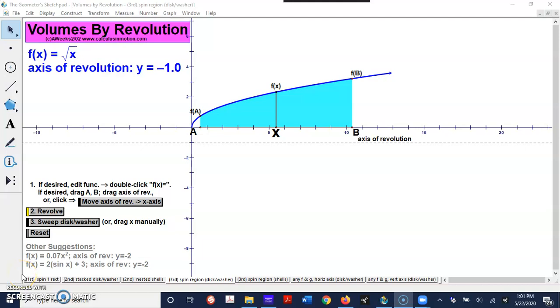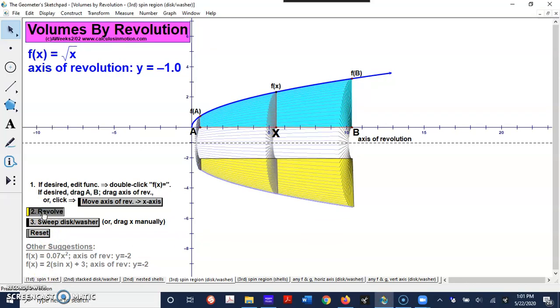Okay, we talked about finding volume using the disk method, and that is when the axis of revolution is touching the curve or the region. If the axis of revolution, shown here, is not touching the curve, and I rotate it about the axis, what do you end up with?